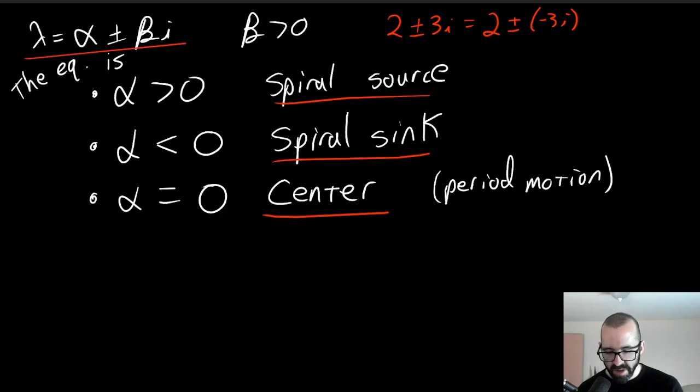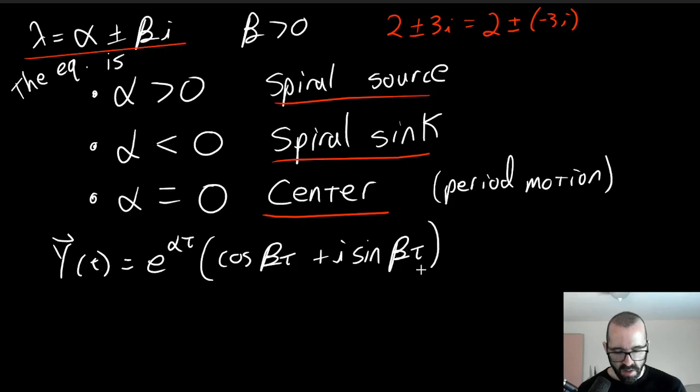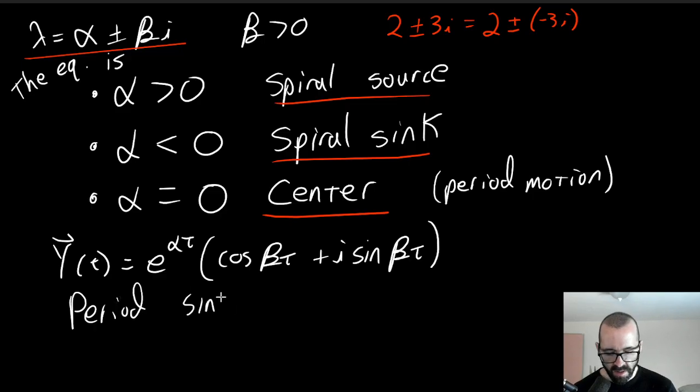And just a reminder of a couple things, right? Our complex-valued solution was e to the alpha t times cosine of beta t plus i sine of beta t. Remember what the periods of sine and cosine are, right? The period of sine x is 2 pi. So let's say sine t. We'll be consistent with our notation.